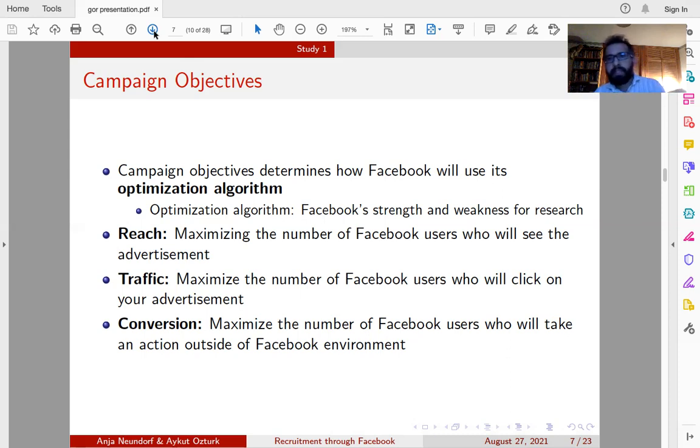Now, as you see, these options are at tension with each other. On the one hand, we want to maximize the number of Facebook users who will see the advertisement, because this means more diverse groups. On the other hand, we want people to actually complete our surveys, otherwise it's meaningless. So how to solve which one of these is best?